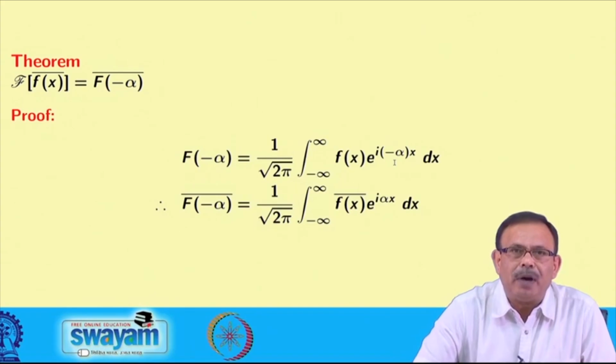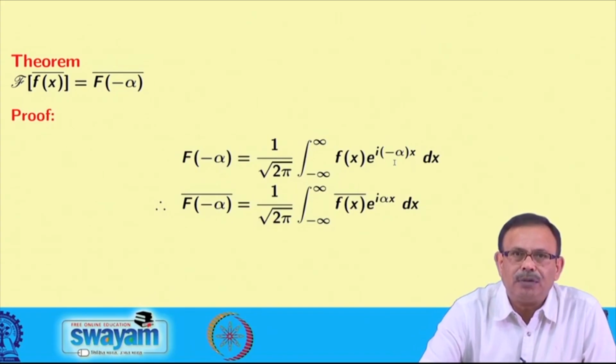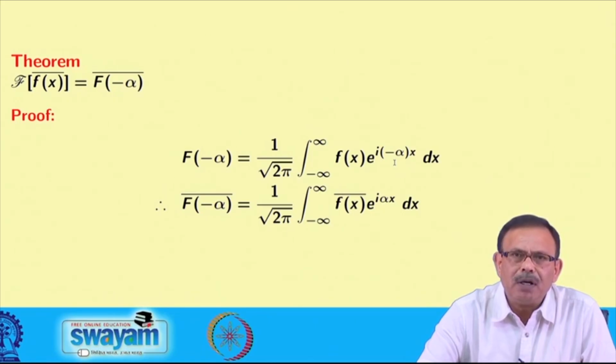So, let us see here f of minus alpha, I am starting with this one. This I know. From here f of minus alpha bar I am writing, so that inside the integral f x bar will come, and e power minus i alpha will be changed to e power plus i alpha x dx, and the right hand side is nothing but Fourier transform of f x bar, which completes the proof of this particular theorem.